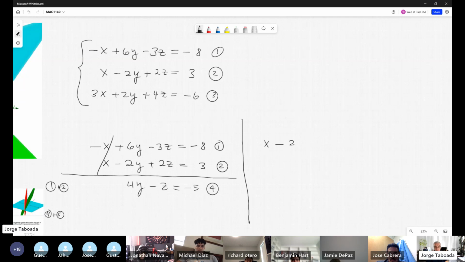I copy 2 again. Now I copy 3, okay, 3x plus 2y plus 4z equal minus 6. This is equation 3. Let me fix it a little bit. This 3x. And you see, bueno, professor, entonces I apply elimination one more time, because minus 2y and positive 2y are ready for elimination.